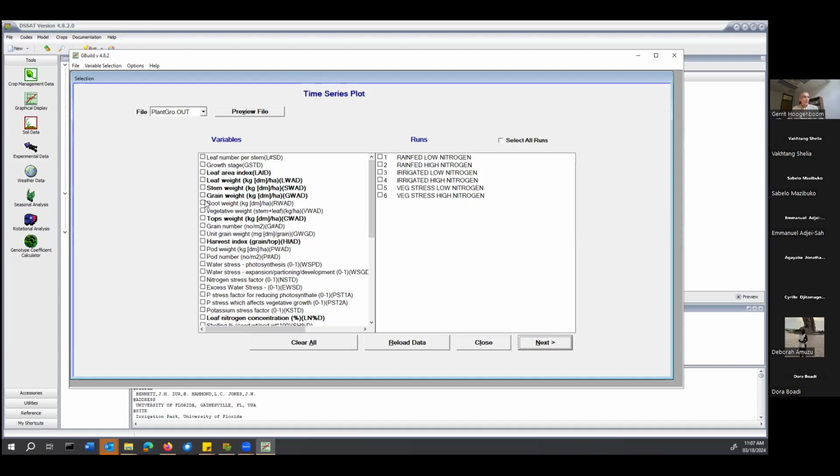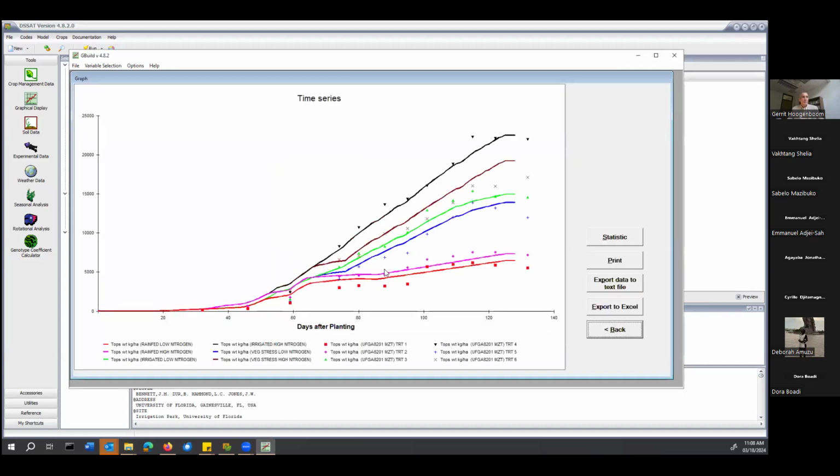Now on the left, you also see variables that are in bold and variables that are regular. Variables in bold mean that we have some type of observation that we can use to compare model simulations with the observed data. So let's look at tops weight. Tops weight is total above ground biomass: leaf, stems, including grain weight. We're going to look at all the simulations, all the treatments, and click on next. And now we get this graph.